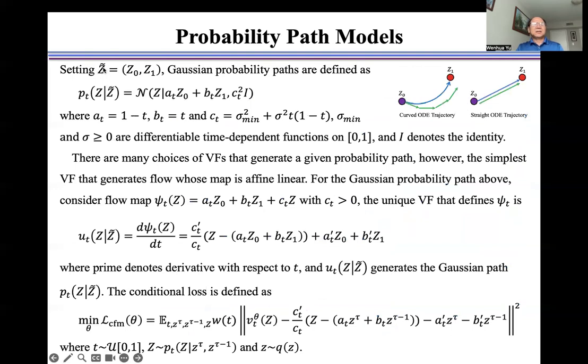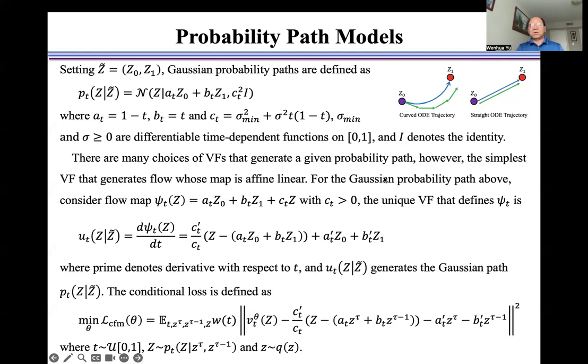Setting Z tilde, Gaussian probability paths are defined as here, where At is equal to 1 minus t, Bt is equal to t, and Ct are differentiable time-dependent functions on 0 and 1, and I denotes the identity. There are many choices of vector fields that generate a given probability path. However, the simplest is a vector field that generates a flow whose map is affine linear, as shown here.